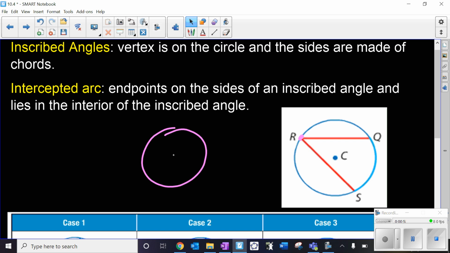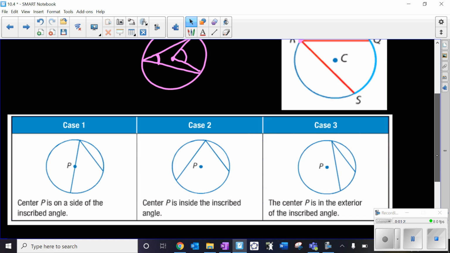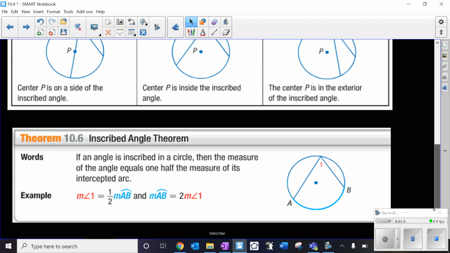So if I try and draw, it's going to be pretty bad. This would be considered a central angle. Notice that it's at the center of the circle. An inscribed angle is going to go to the edge of the circle. This one in here would be considered the inscribed angle. So there is a difference, but there is a relationship between an inscribed angle and a central angle.